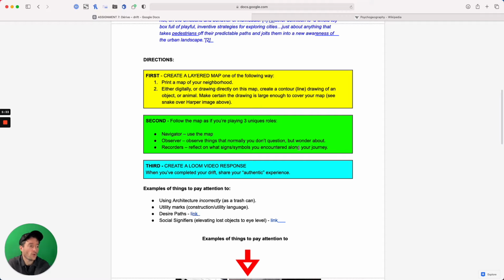So you're going to observe things that you normally don't question but wonder about. And as a recorder, you're going to reflect on what signs and symbols you encounter along your journey. So I want you to take notes, right? You're going to take notes in written form as you're doing this journey or drift, or you're going to take photographs, okay?